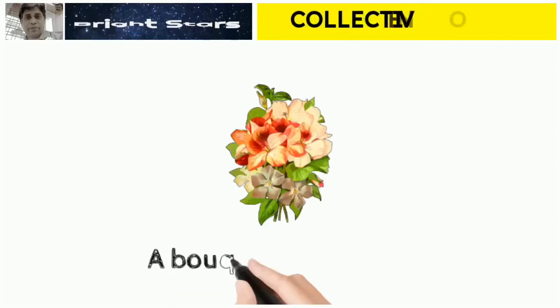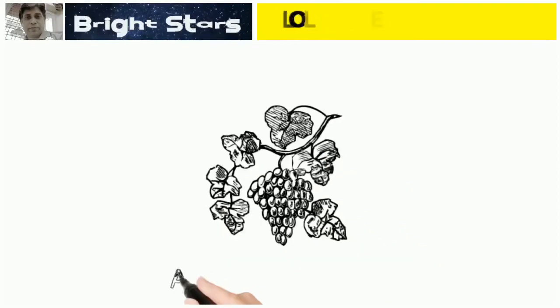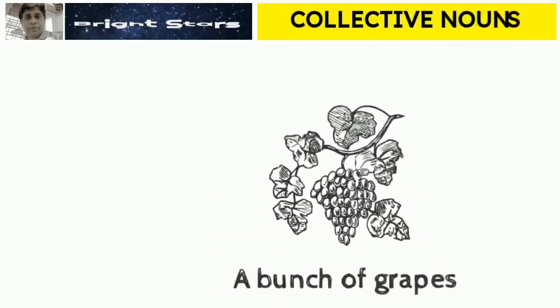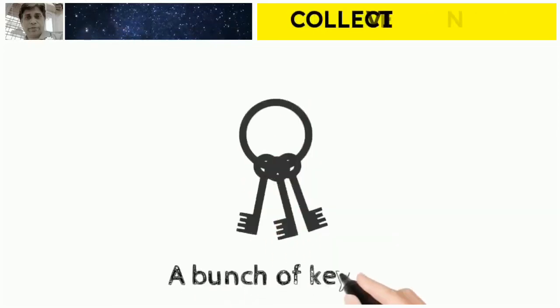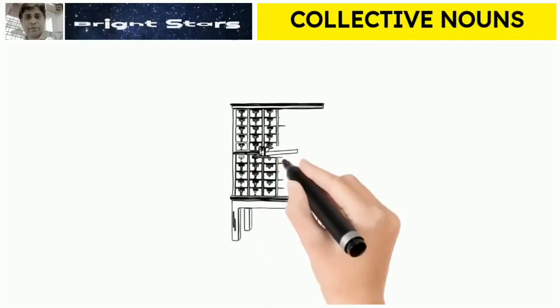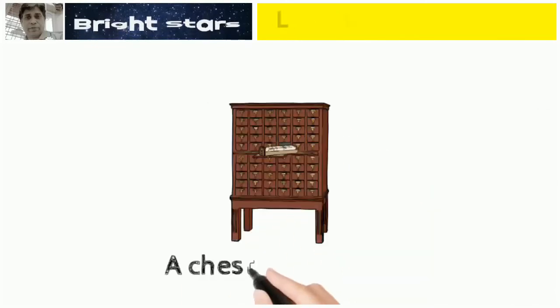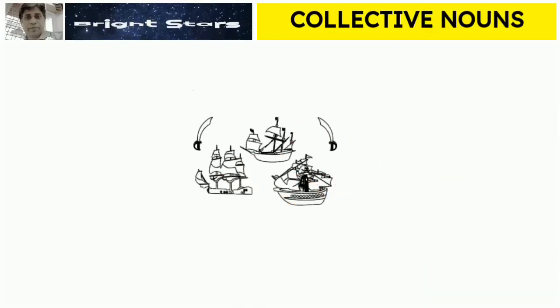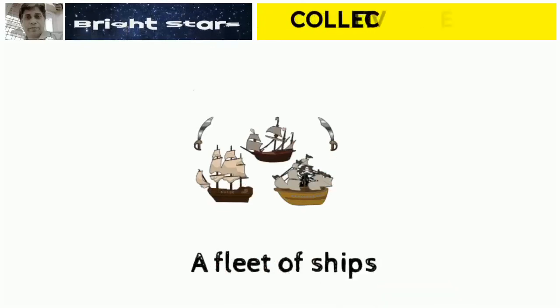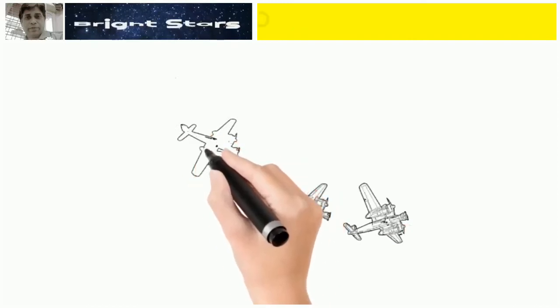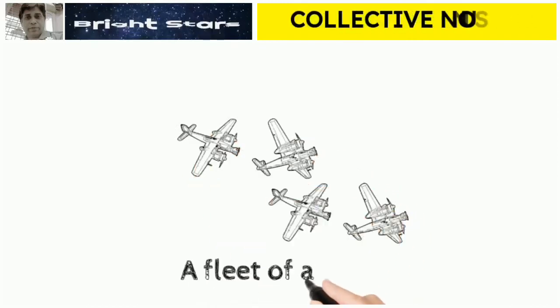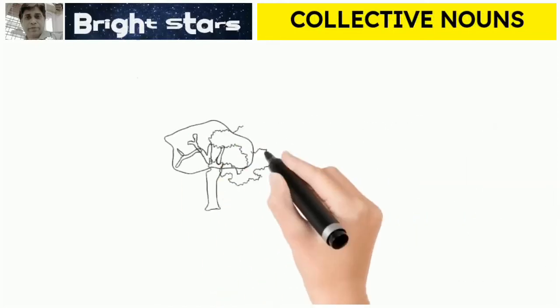Here is a group of things. This is a bouquet of flowers. Next one is a bunch of grapes. In the same way, a bunch of keys. A chest, I think a chest of drawers. You can also guess before the sentence, a fleet of ships, a fleet of aircraft also we can use.